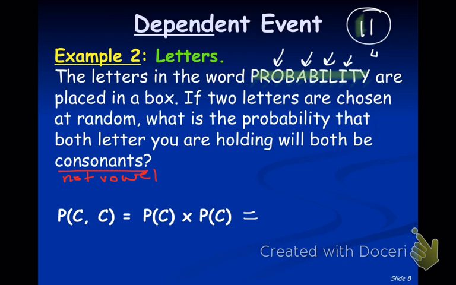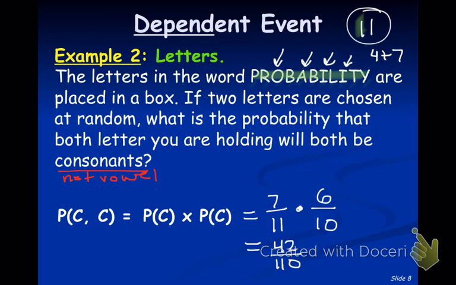So again, 4 vowels, which means you would have 7 consonants. So there are 7 consonants in the word probability. We're going to go 7 out of 11. And we're going to multiply this by pulling out a second consonant. Remember, if we remove one of the consonants, we no longer have 11 in the bag, we now have 10. And we no longer have 7 consonants, we now have 6. And when we multiply this, we get 42 out of 110.